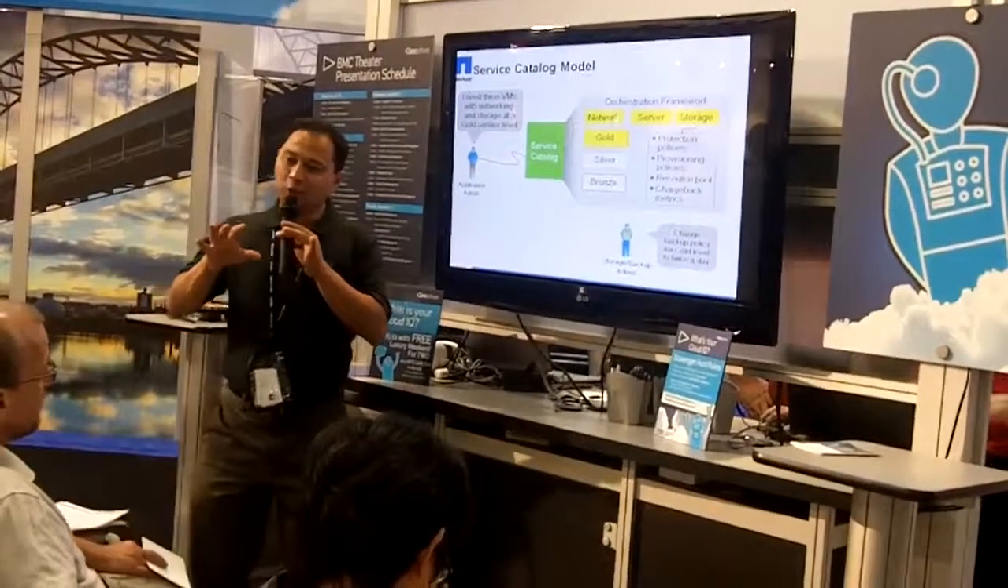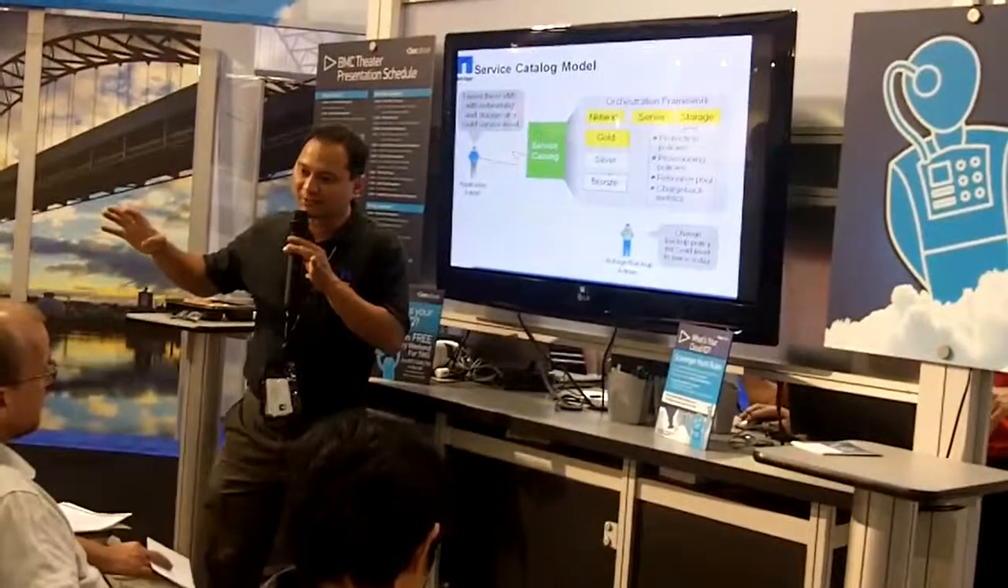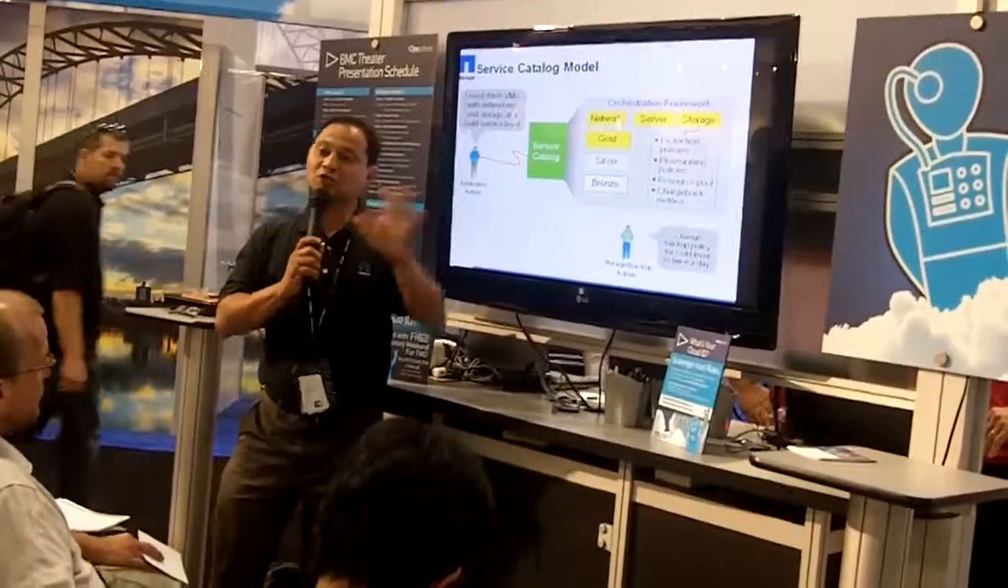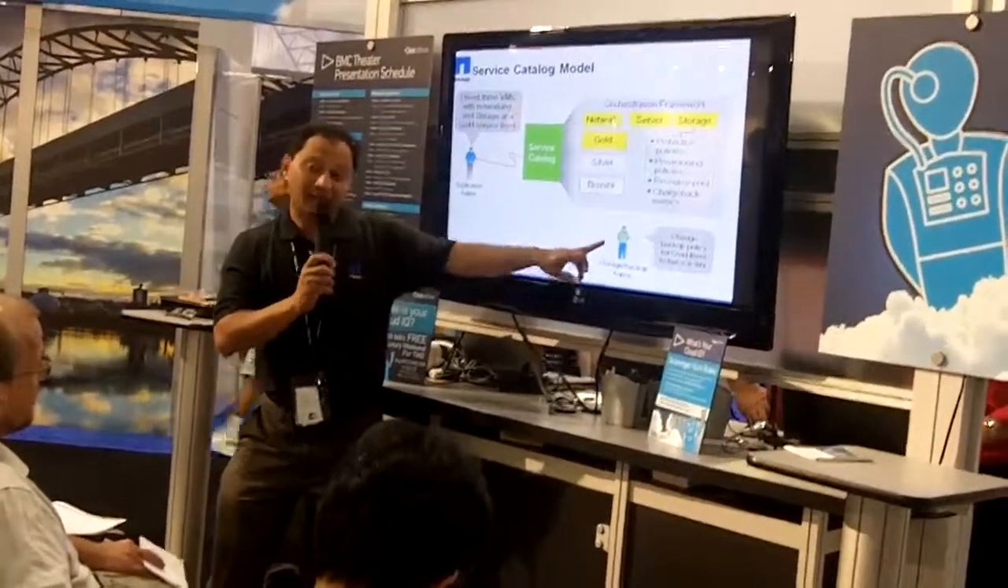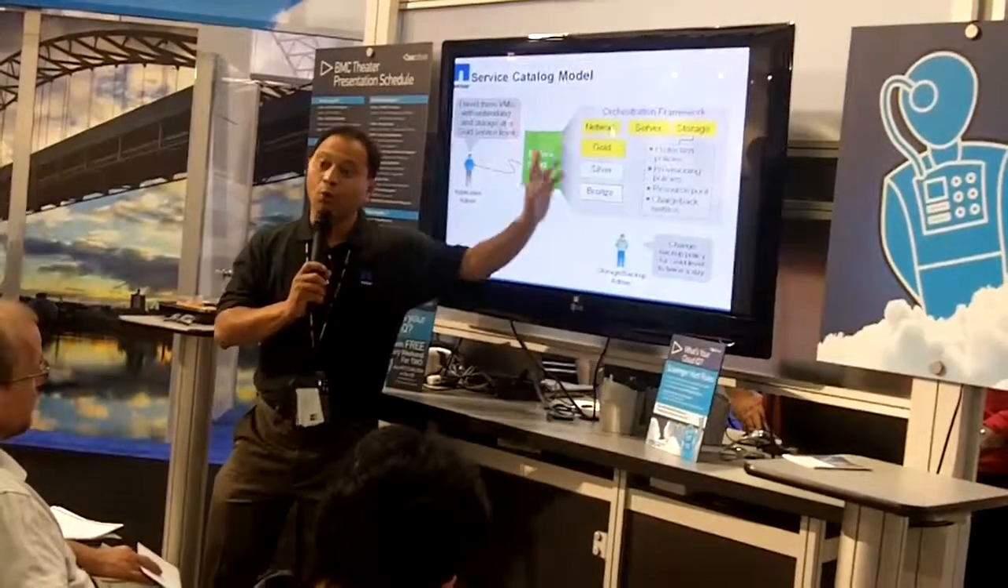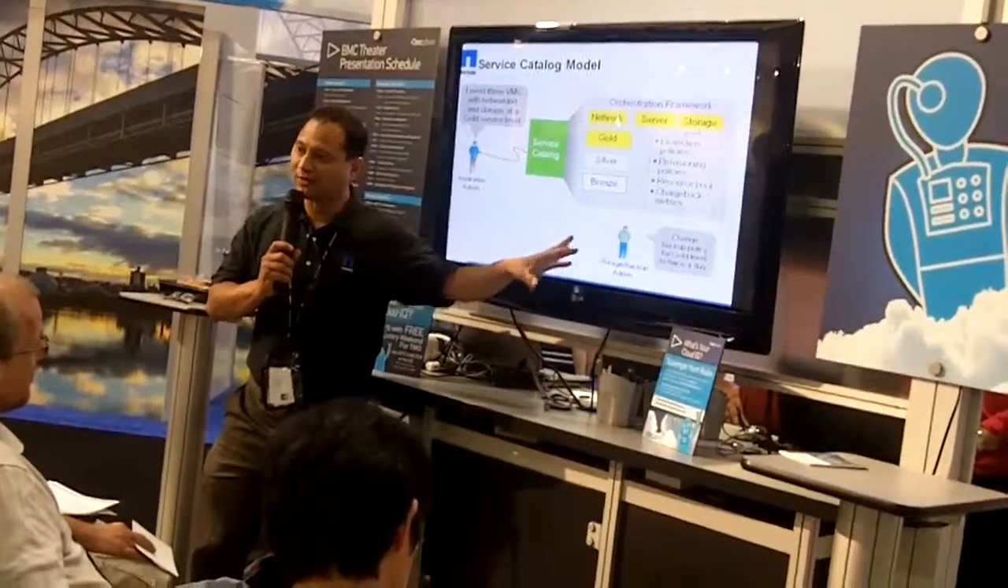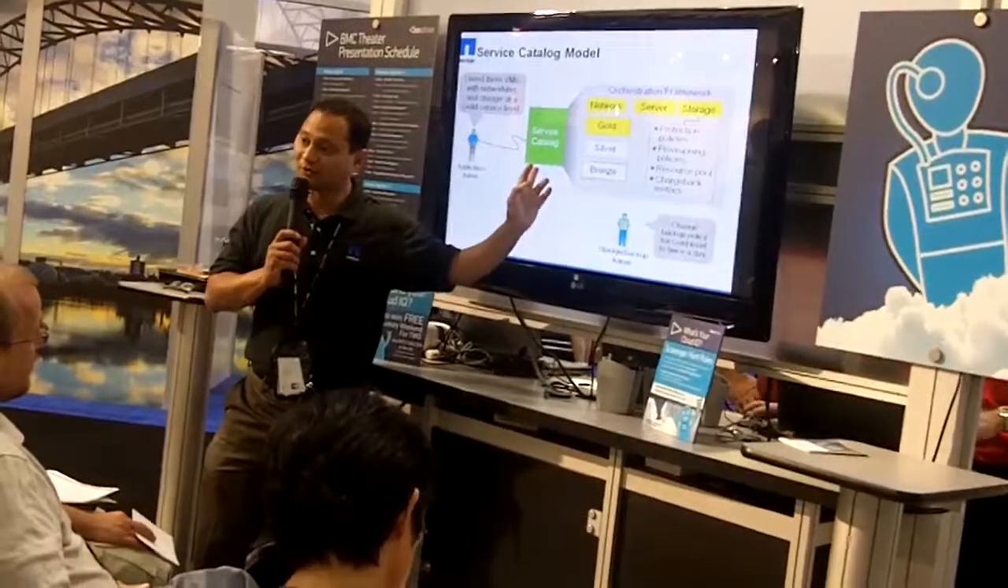But does that mean that the storage guy's job is completely redundant at this point in time? The answer is no. His job is not redundant, because he is the guy who is deciding what is a gold level policy. He decides what is a silver level policy.